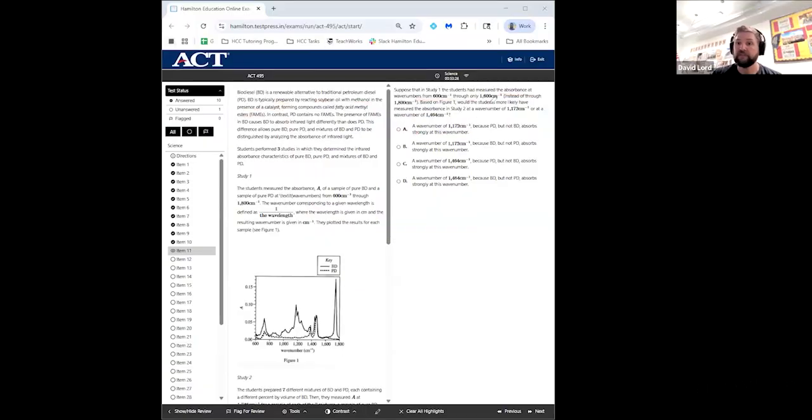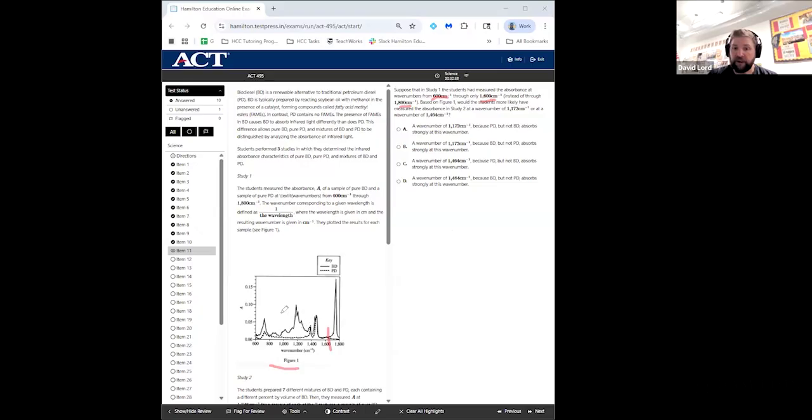Question number 11. Suppose that in study 1, the student had measured the absorbance of wave number 600 through only 1600 instead of through 1800. So looking at this graph right here, we're cutting it off at 1600. And based on figure 1, would students most likely have measured an absorbance in study 2 at a wave number of 1172 or at wave number 1464? So what do we want to do for that one?